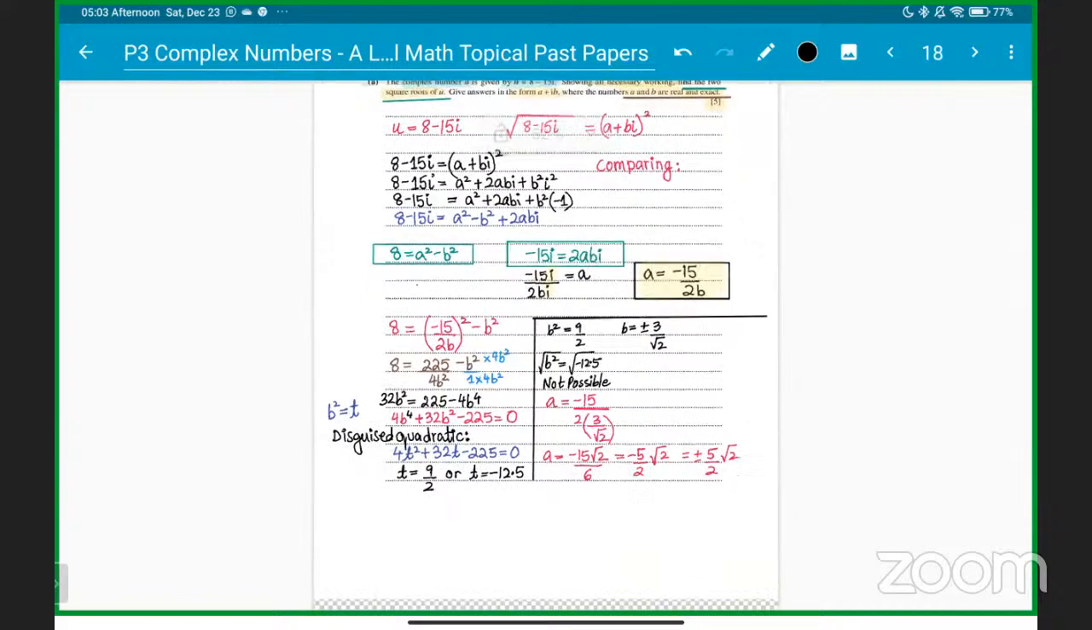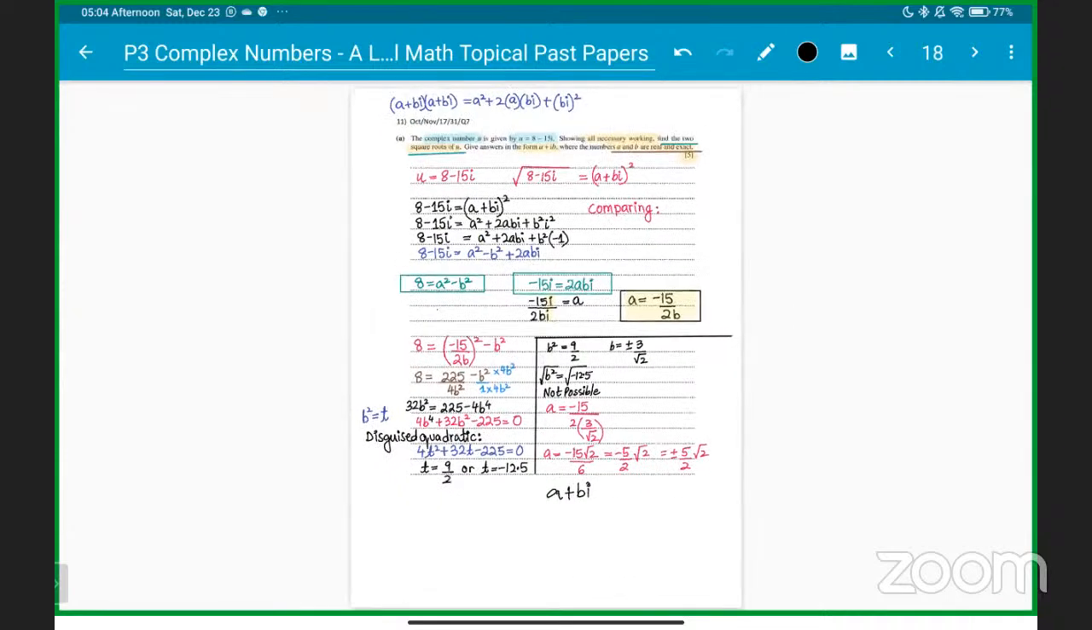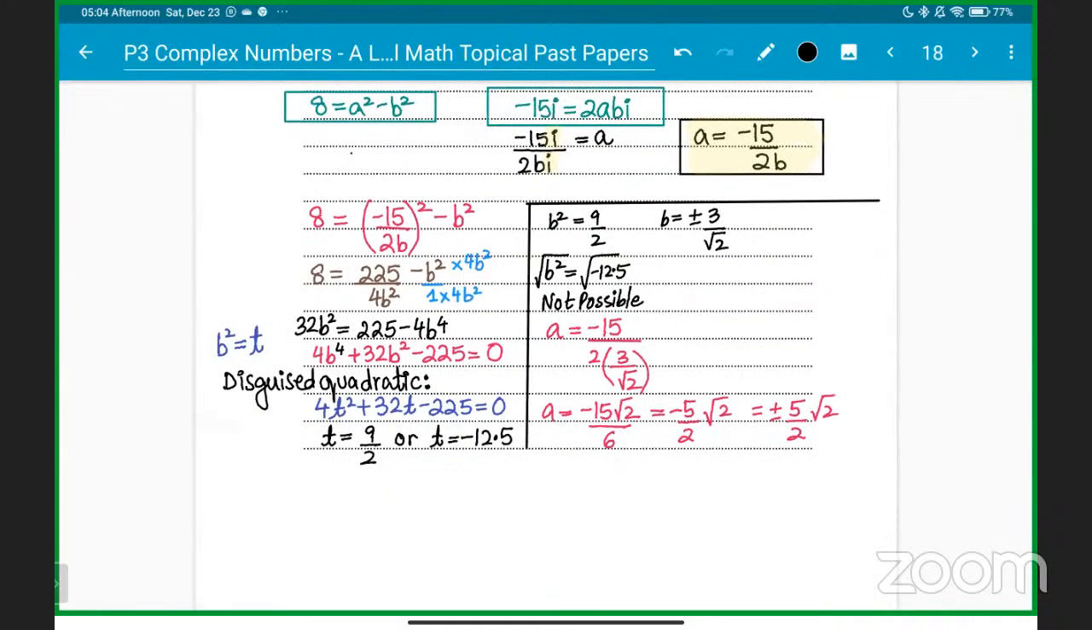Okay, so here we go. How will you give the answer? A and B values are there. They were saying to find the two square roots. So the square roots are in the form of a plus bi. They were asking us to give the answer in the form of a plus bi. So the two answers will be, if you are giving the first a value as positive 5 square root 2 over 2, it means that the b value is negative. So minus 3 over square root 2. Understood? One of your answers is this.